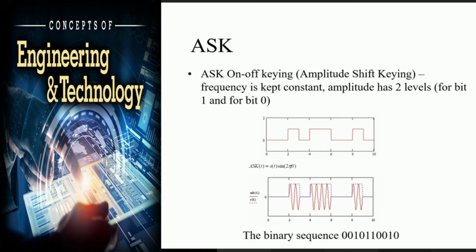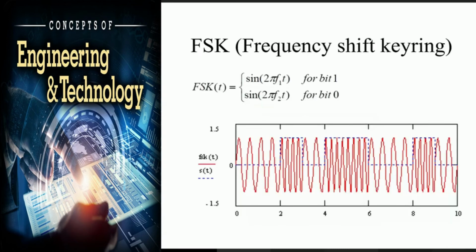So this is your data now. That's 0 0 1 0 1 1 0 0 1 0, that is your data. The corresponding levels will be reflected in the zeros and ones. So this is on-off keying. But similarly, we have frequency shift keying. So you can look and you can get the information.